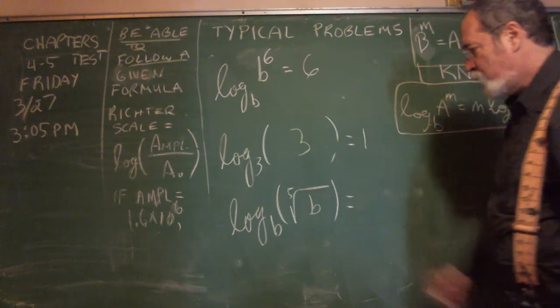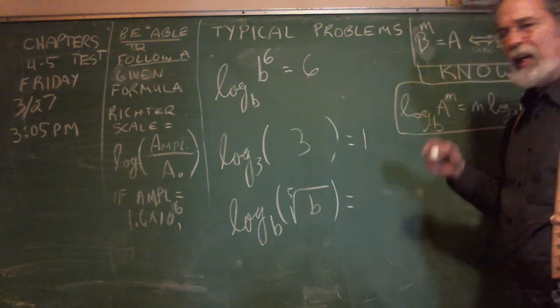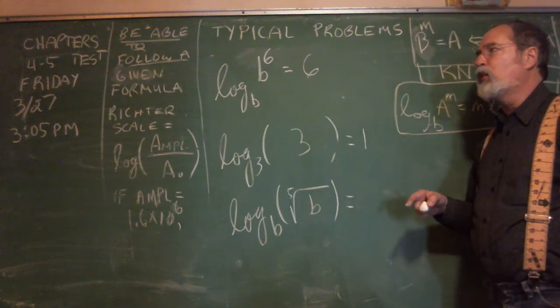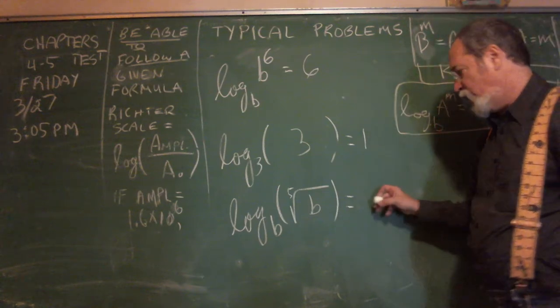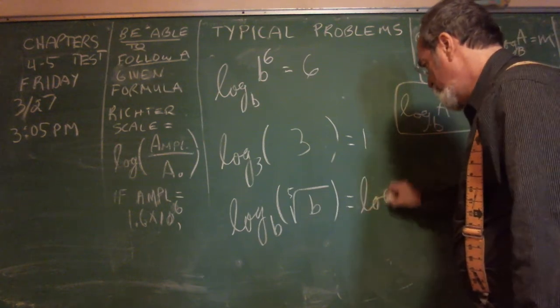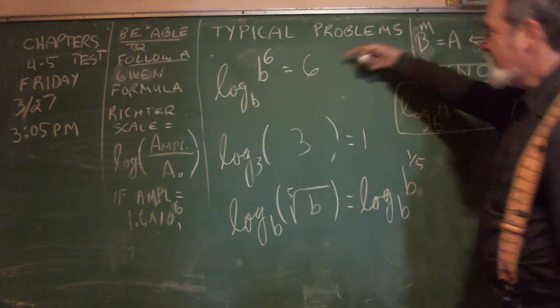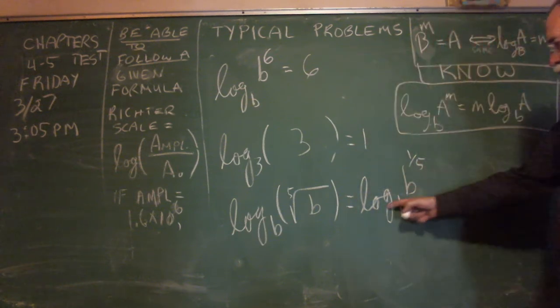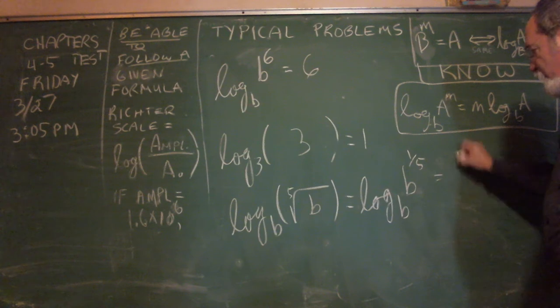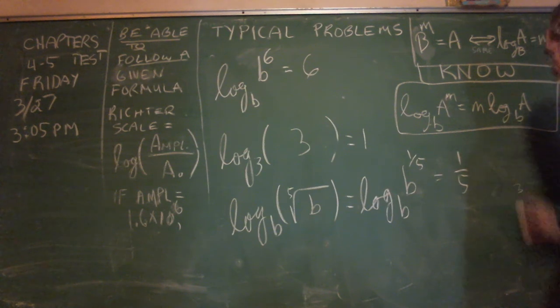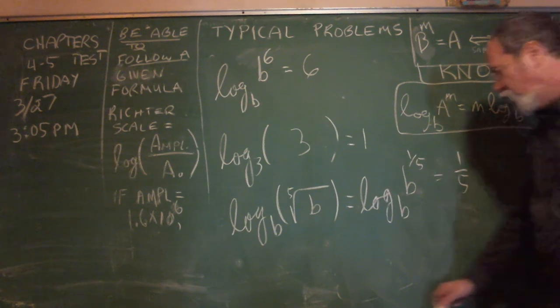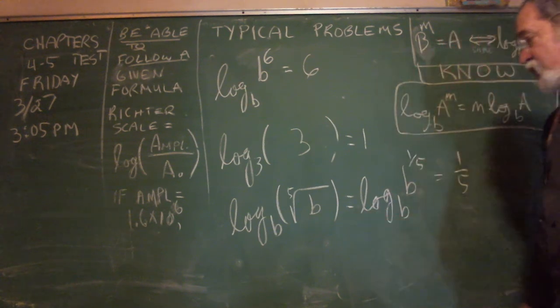Next one, you're supposed to recognize that as a fractional power. They beat fractional powers into the ground in the first part of chapter 4. So this is log to the base b of b to the 1/5. And by the same thinking as that one, these two functions undo each other, and I just get the 1/5 for the answer.